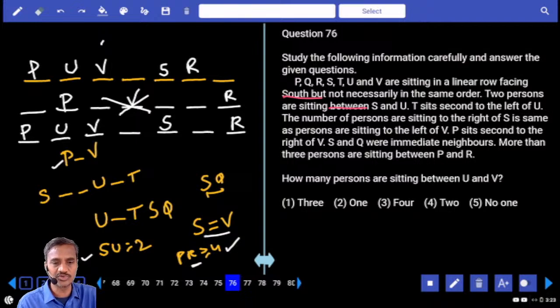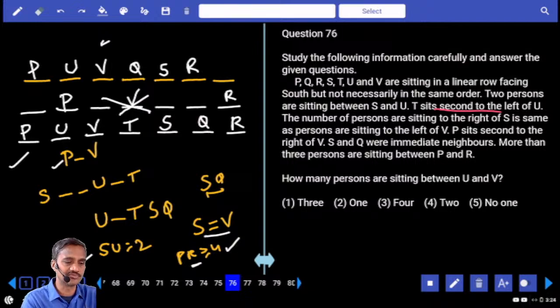And next one, S and Q are immediate neighbors, Q is here. And if Q is here, then we have one more piece of information: P sits second to the left of U, and T is seated second to the left of U. Is it possible here? Not possible, isn't it? As it is not possible here, T sits second to the left of U, T is here. Now who is the person left over? R is the person left over.